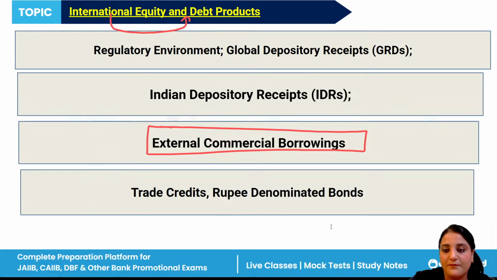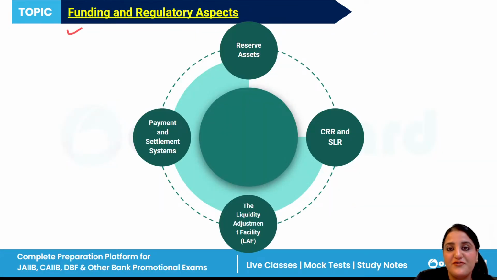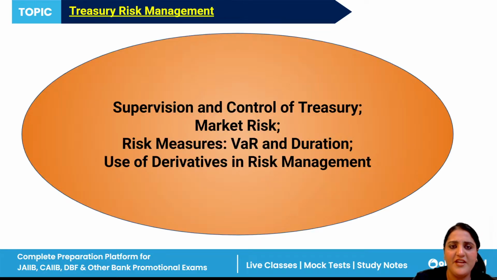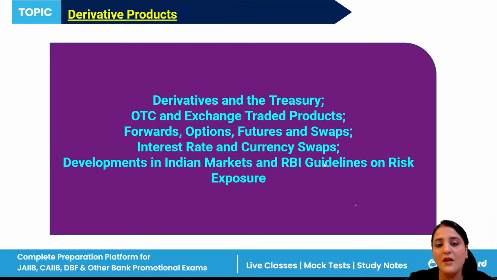Next we have funding and regulatory aspects. What is the meaning of reserve assets, CRR and SLR, LAF, payment and settlement systems. Then we have treasury risk management, in which we are going to learn about value at risk. What is value at risk? It is basically a model used to predict extreme loss situations. Then what is the use of derivatives in risk management?